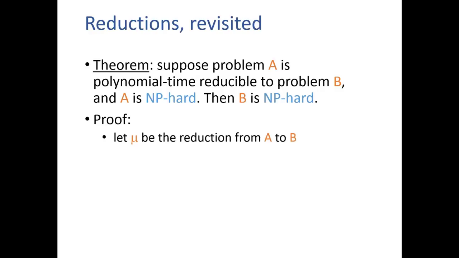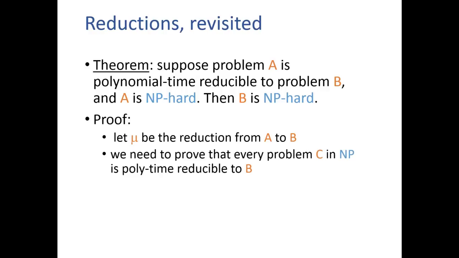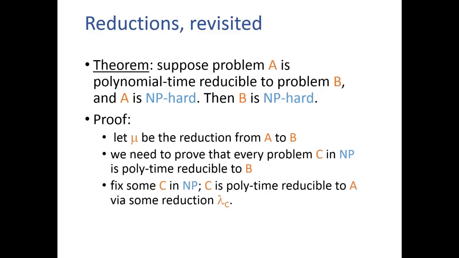Okay, so we know that A is polytime reducible to B. So let's take the reduction. Let's give it a Greek name, mu. What we want to show is that B is NP hard. This means showing that every problem in NP is polytime reducible to B. But we don't actually have to do that. All we have to do is to compose the reduction from C to A and A to B.